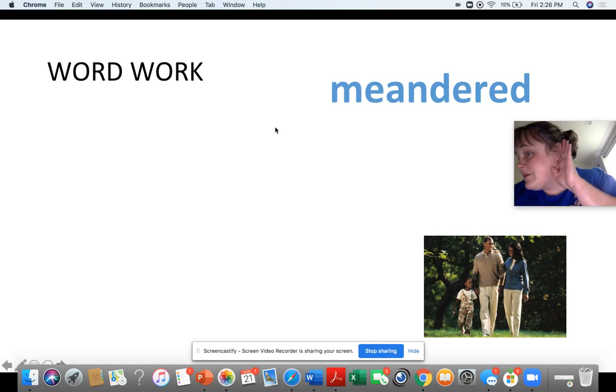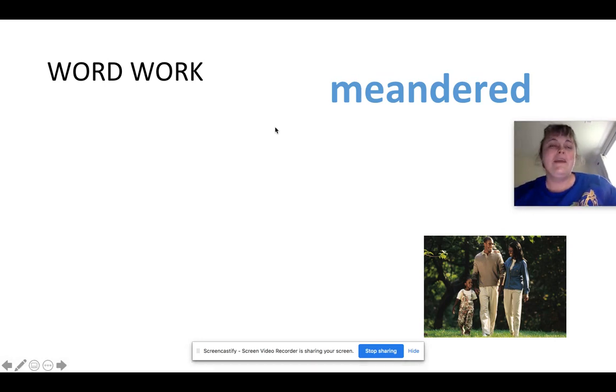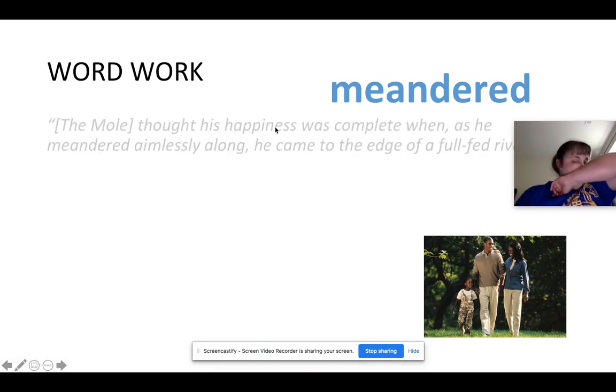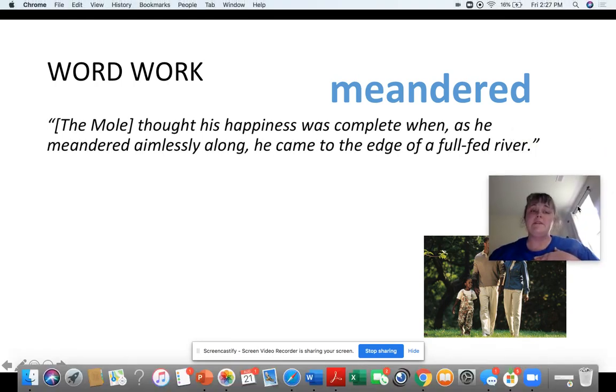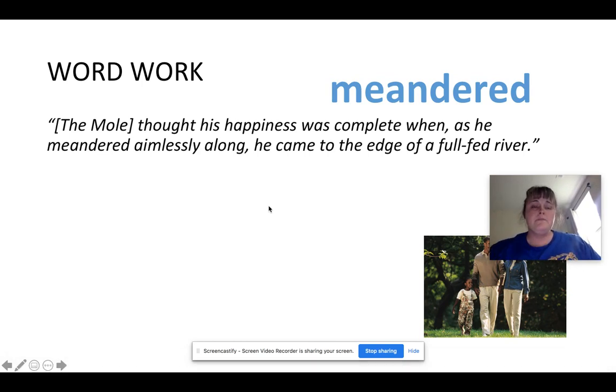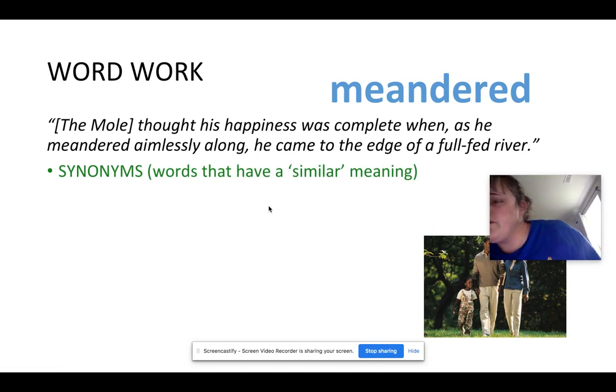Meandered. Meandered means the mole thought his happiness was complete. When he meandered aimlessly along, he came to the edge of a full-fed river. So this was the sentence in the book that used meandered. And meandered means moved slowly without a purpose.